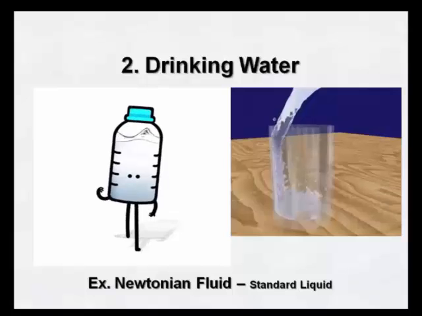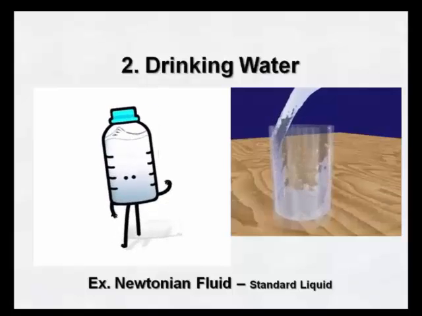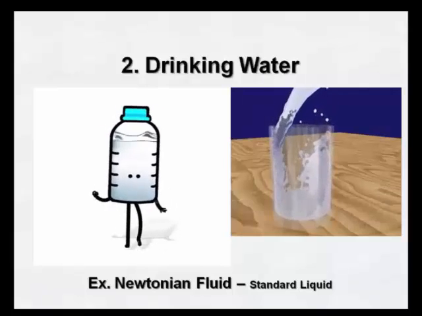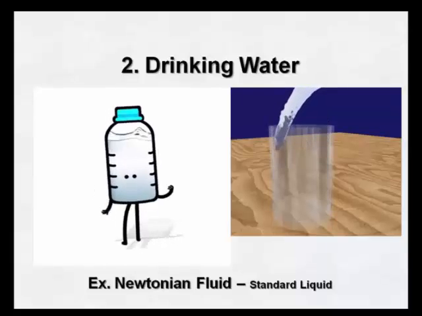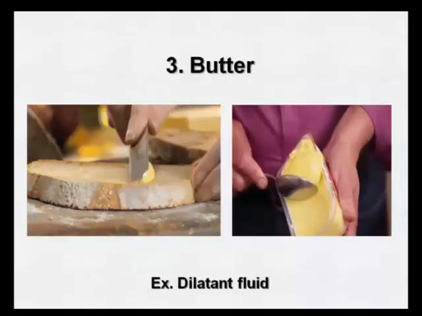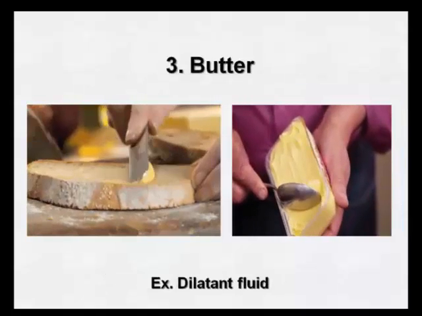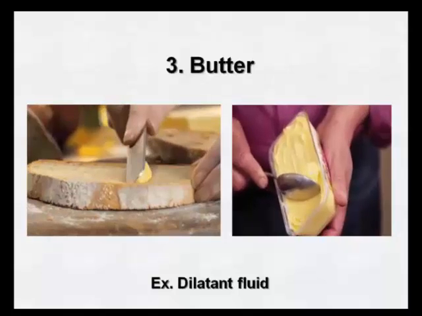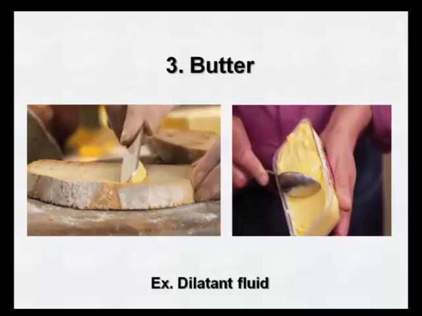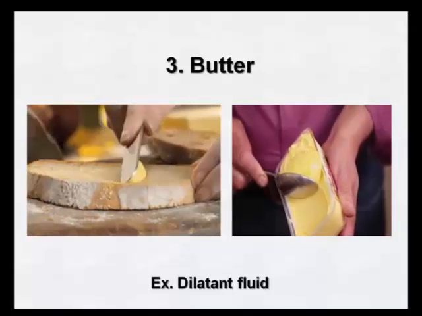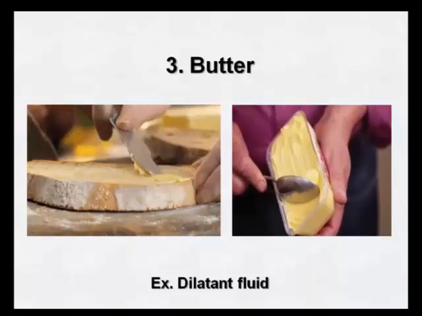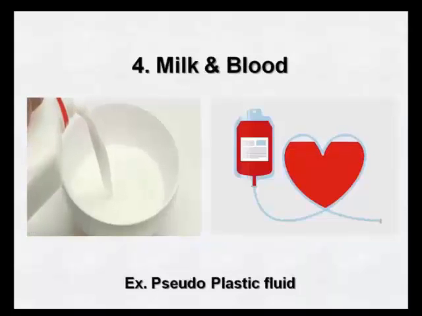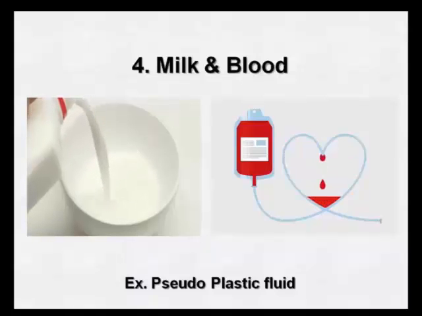Next one is drinking water. Without water, we are not able to survive. Technically, we say water is a Newtonian fluid, a standard liquid. The next one is butter. For butter, a small force is required to flow as a fluid. We call it a dilatant fluid. Butter is an example of a dilatant fluid. Next one is milk and blood. They are examples of pseudoplastic fluid.